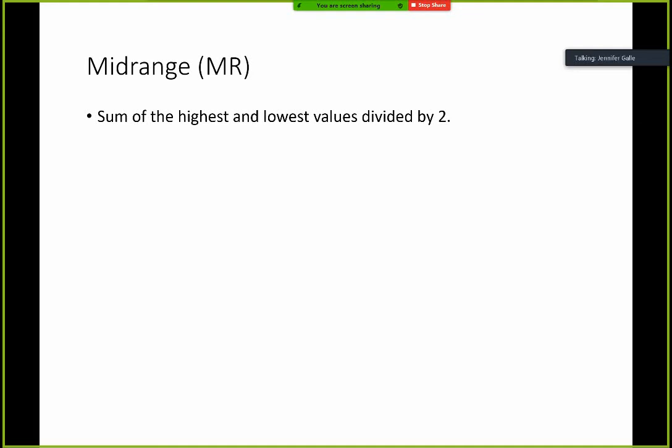Now we're talking about this for the whole data set, so not just a class. If we're talking about a class, it's a midpoint. If you're talking about your entire data set, that's your mid-range. So that is how you find it. For me, that would be an important thing to write down on my sheet: sum of the highest and lowest values divided by 2.